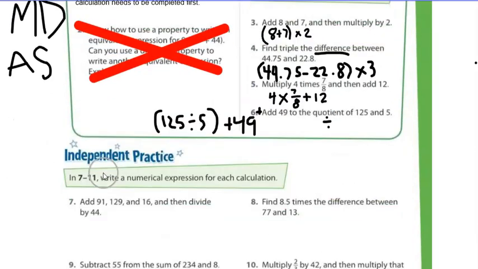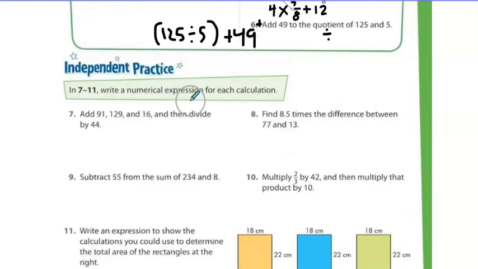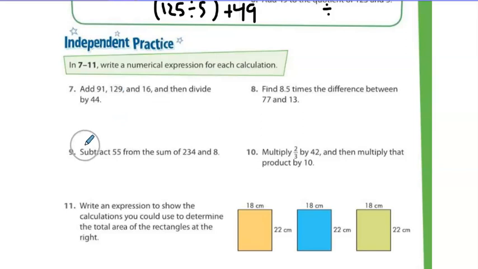So today for your independent practice, you have 7 through 11. And what you're going to be doing for these is the exact same thing, focusing on what those clue words tell you to do, as well as those ordering words, such as after or then, because those are going to tell you the order that you want to write things. Make sure that you're using parentheses in your problems as well, so that you're making sure that you're doing the correct operation first if someone were to solve it.